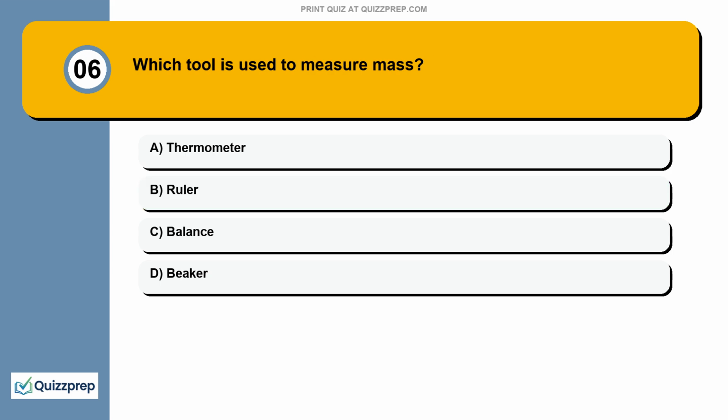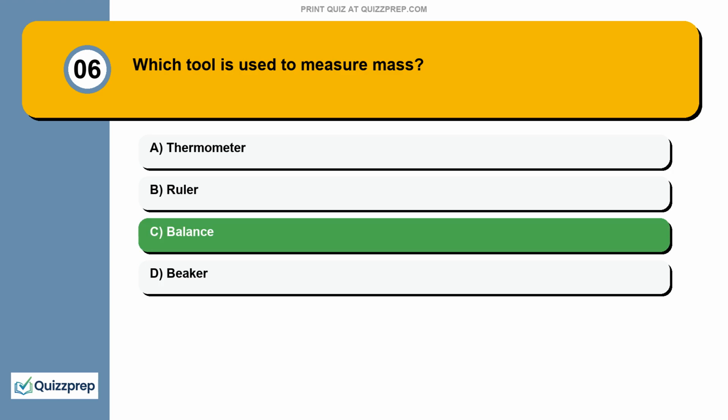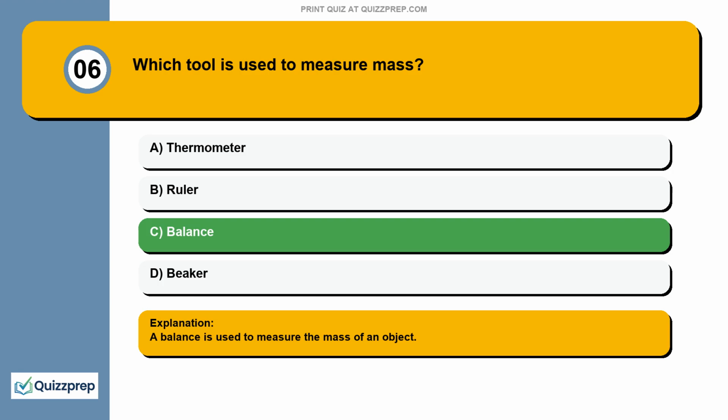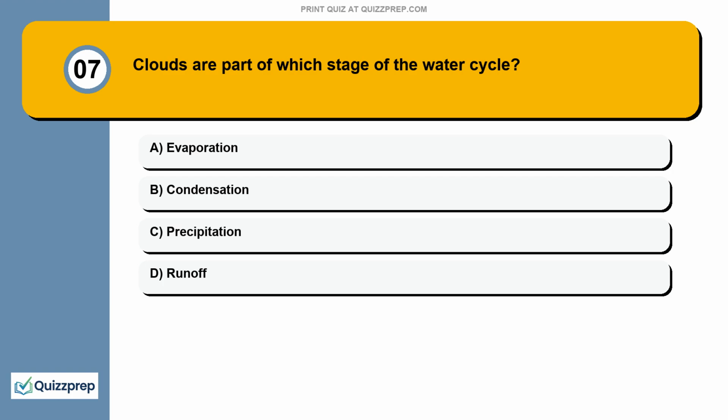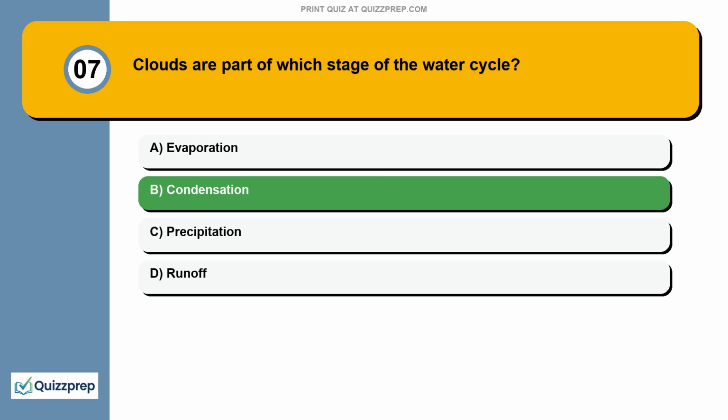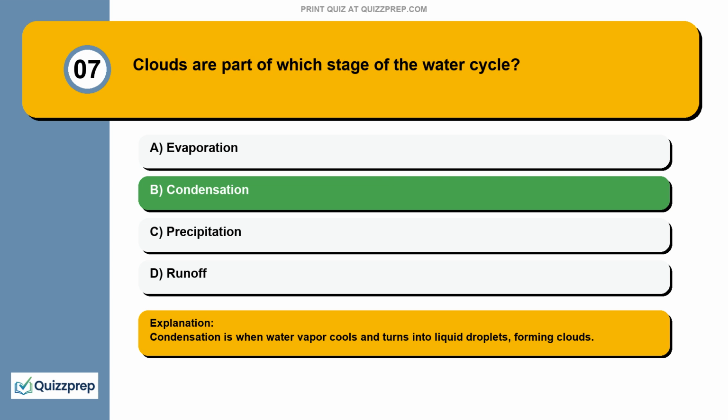Question 6. Which tool is used to measure mass? Thermometer, ruler, balance, beaker. A balance is used to measure the mass of an object. Question 7. Clouds are part of which stage of the water cycle? Evaporation, condensation, precipitation, runoff. Condensation is when water vapor cools and turns into liquid droplets, forming clouds.